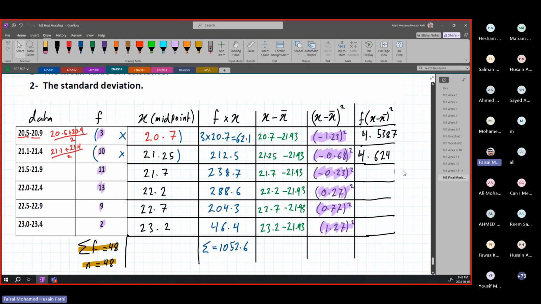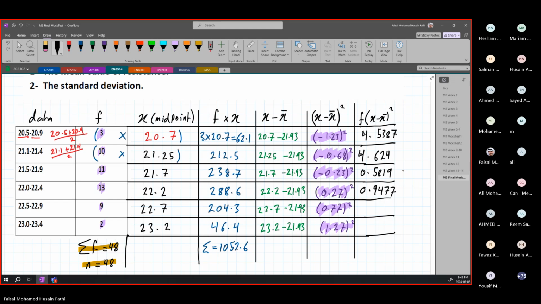All right. So negative 0.23 squared times 11, you get 0.5819. 0.27 squared times 13, you get 0.9477. 9 times 0.77 squared, you get 5.3361. And the last one, which is 2 times 1.27 squared, you get 3.2258.